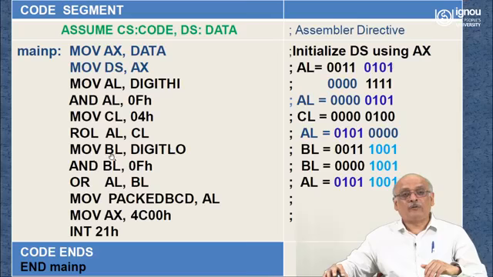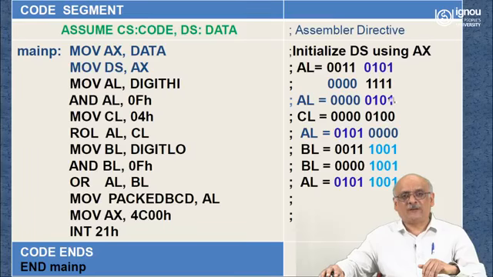Okay, moving on to BL with digit low. So, now we are at digit low. What was digit low? Digit low was 0011, ASCII 9, right? So, this is ASCII 9 which has been there now. Okay, it is moved, and once again AND with 0FH. Okay, so when we do that with 0FH, this will be blanked out and 9 will appear as it is.